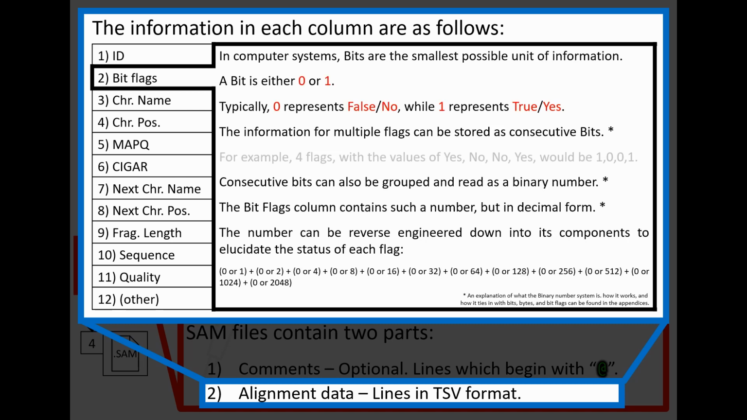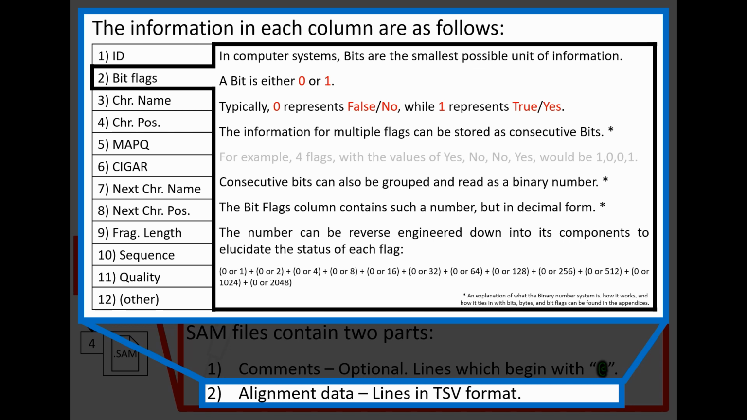The second column, the bitflags column, is probably the most convoluted and difficult to understand. To properly understand the bitflag system, we would need to understand basic computer architecture. In computer science, a bit is the smallest possible unit of information. It can be either 1 or 0. Typically, 1 represents true/yes, while 0 represents false/no.